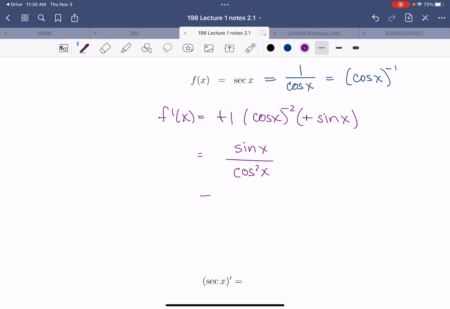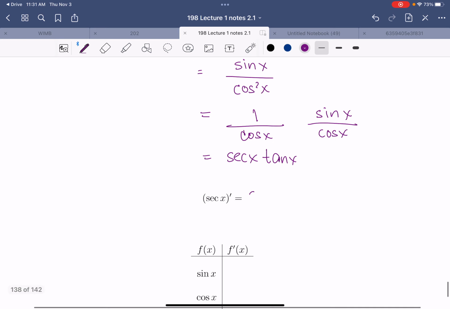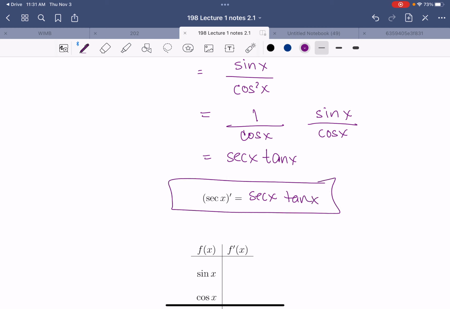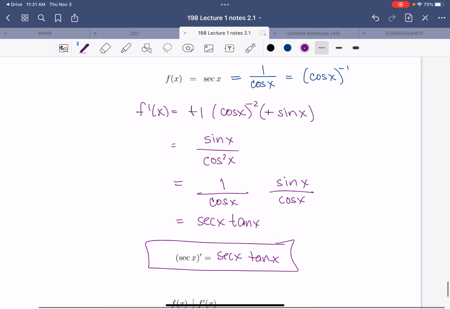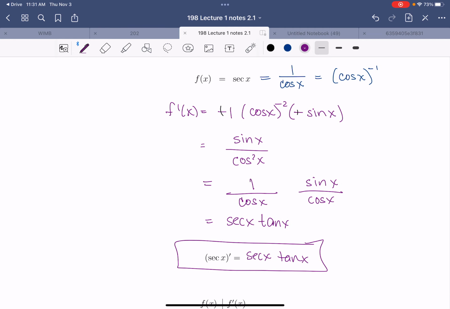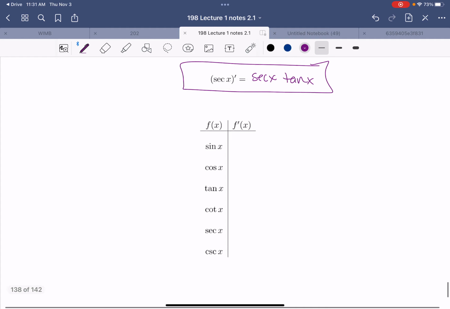And just like in the last one, I'm going to spread this out. I'm going to put a 1 here and a sine over here, and a cosine in each denominator. And this gives me secant x times tangent x. So those first two, for sine and cosine, I don't expect you to be able to generate the derivatives. But for the last 4, where we're using algebra and our identities, I do expect you to be able to recreate those derivatives.